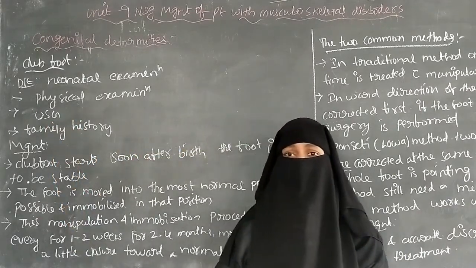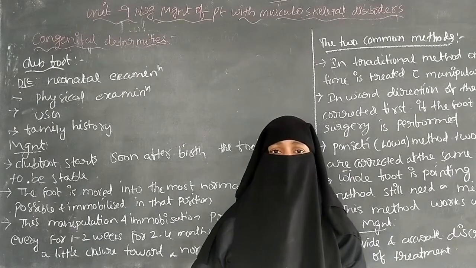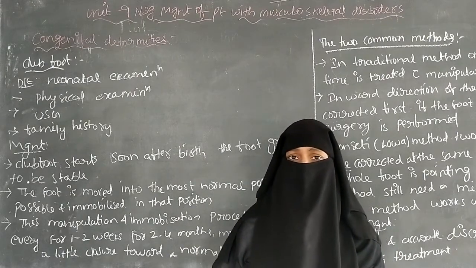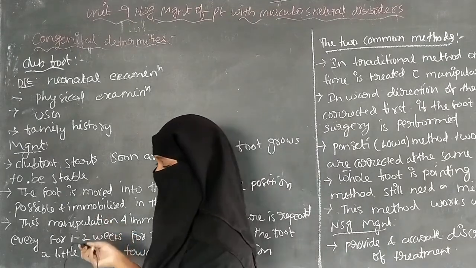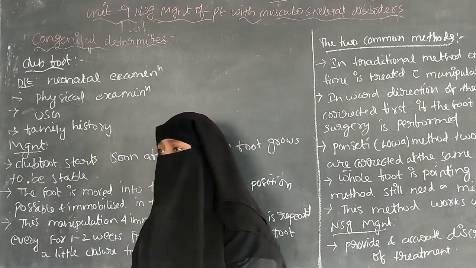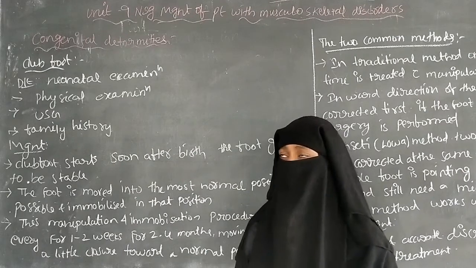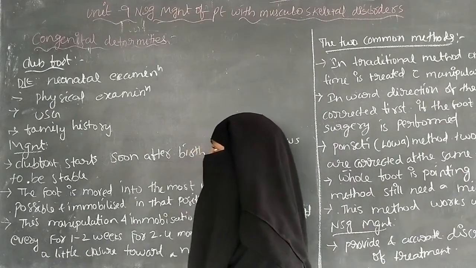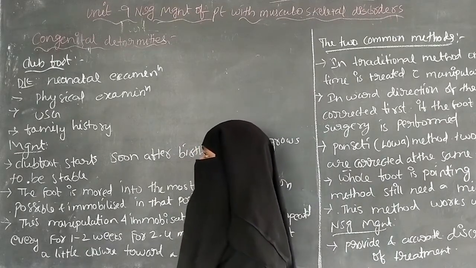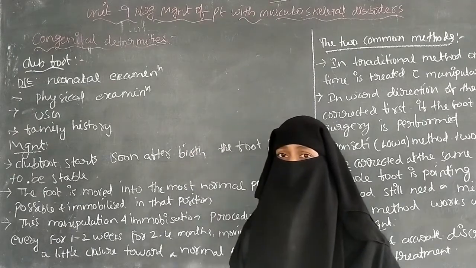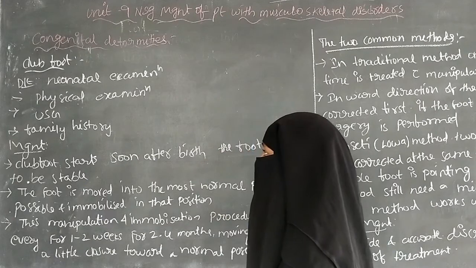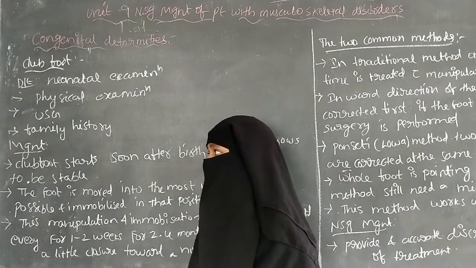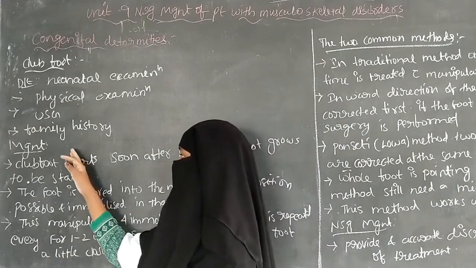In the family history, we should collect the history from the family members about whether anybody has had clubfoot. If a family member has clubfoot, there is a chance of getting clubfoot. So the diagnostic evaluation includes the neonatal examination, physical examination, ultrasonography and family history. Next one is management.